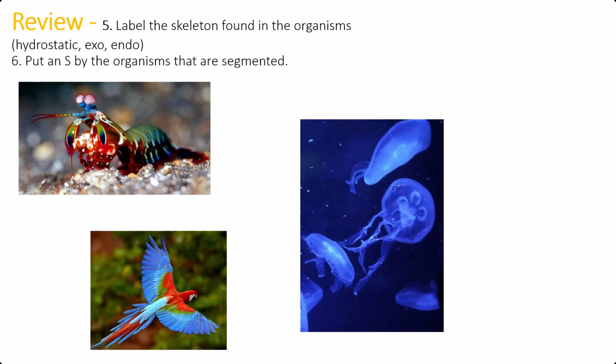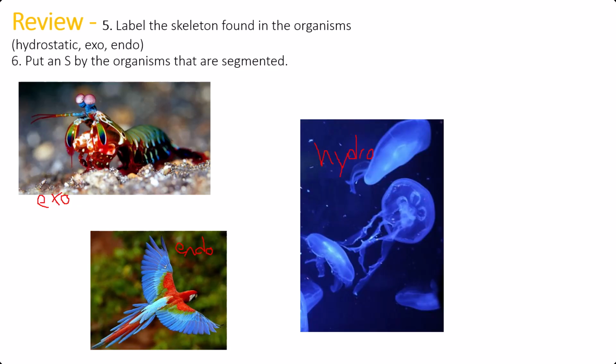So let's label the kind of skeleton found in the organism. Our first one has an exoskeleton. It has that hard, crunchy exterior. Our bird is a vertebrate, so it has an endoskeleton. And then our jellyfish over here has a hydrostatic skeleton. I'm abbreviating because it's very hard to write with the pen. These are not standard abbreviations, right?